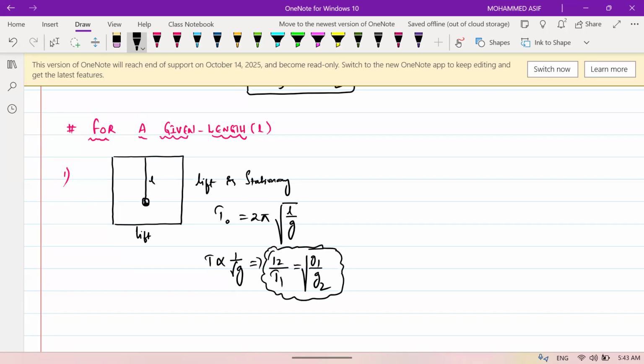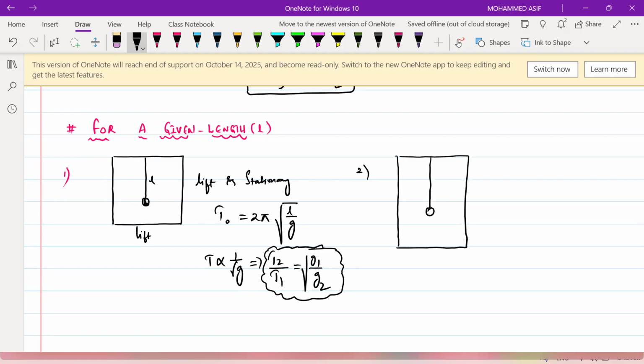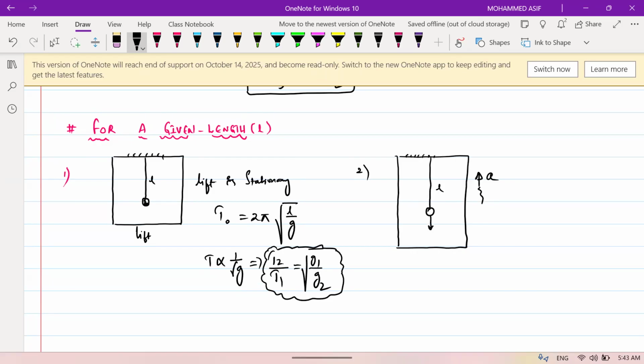Okay. Second one. If the lift is moving in the upward direction or accelerating in the upward direction, this is your simple pendulum which is hanging from the ceiling. So the length of this one is L and it is moving upward with acceleration A. So pseudo force will be acting on this body, beta. Weight of the body is mg in the downward direction.